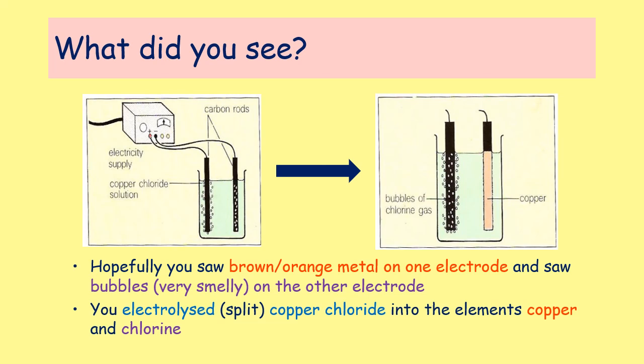So that process, electrolysis, is needed in order to provide enough energy to break a compound into elements. And when we do this, we use 2 rods, one element forms on one rod and the other element forms on the other. So in this case, we got bubbles of chlorine gas on one, and on the other, we got copper metal forming.